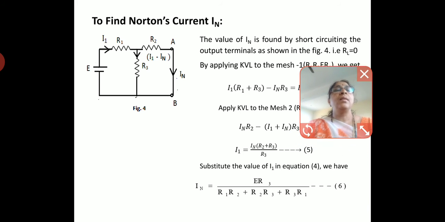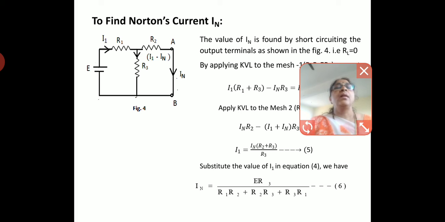Here IN is equal to E R3 divided by R1 R2 plus R2 R3 plus R3 R1. This is the Norton's current. Here we have reduced the circuit consisting of 3 resistors R1, R2, R3 and EMF E to a current source, that is IN, and that expression is E R3 divided by R1 R2 plus R2 R3 plus R3 R1. Say this is equation 6.